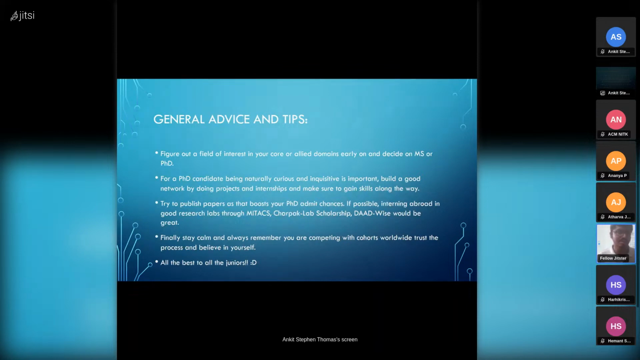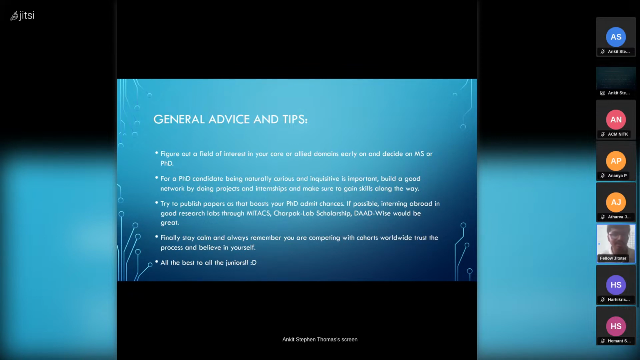So as I said, please try to identify your field of interest in your core or an allied domain early on. So I would typically recommend that you decide on what you want to do maybe after around the end of your second year, or around the time of your summer break, because this would really help you in building your profile, since graduate applications really depend a lot on how you have structured yourself and your work in undergrad, and how you have worked towards an objective that you want to fulfill. So that is something I would advise.